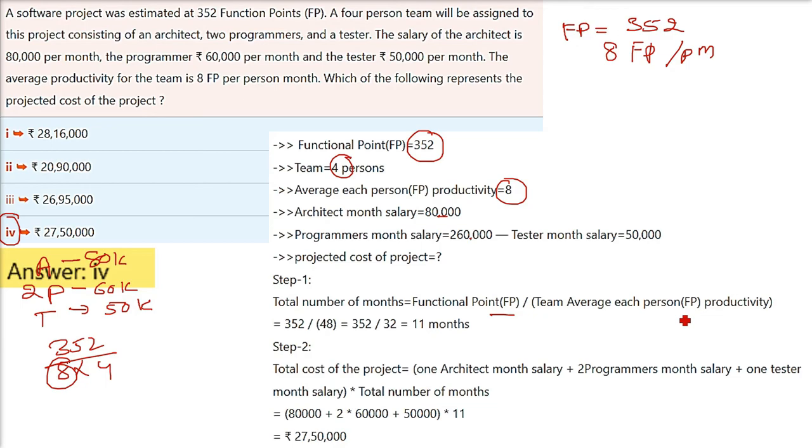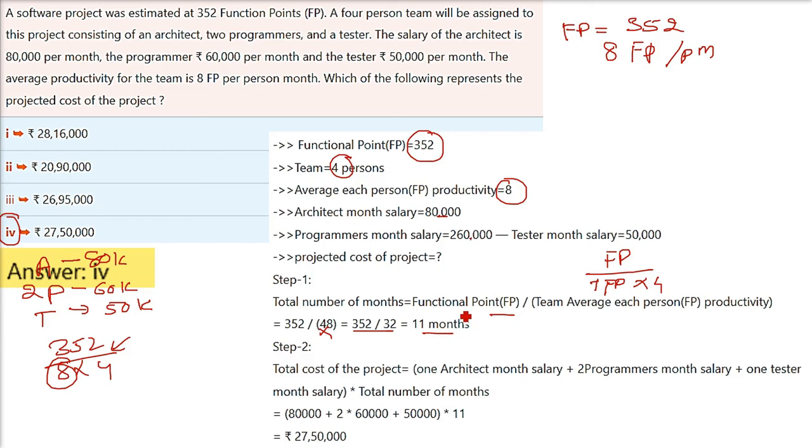You are dividing the function points because you need to find out the months. So function points divided by the team's average FP productivity, and you also need to know the number of people. So 4 into 8, 32 it is. 352 by 32 is going to be 11 months. These are the total number of months.